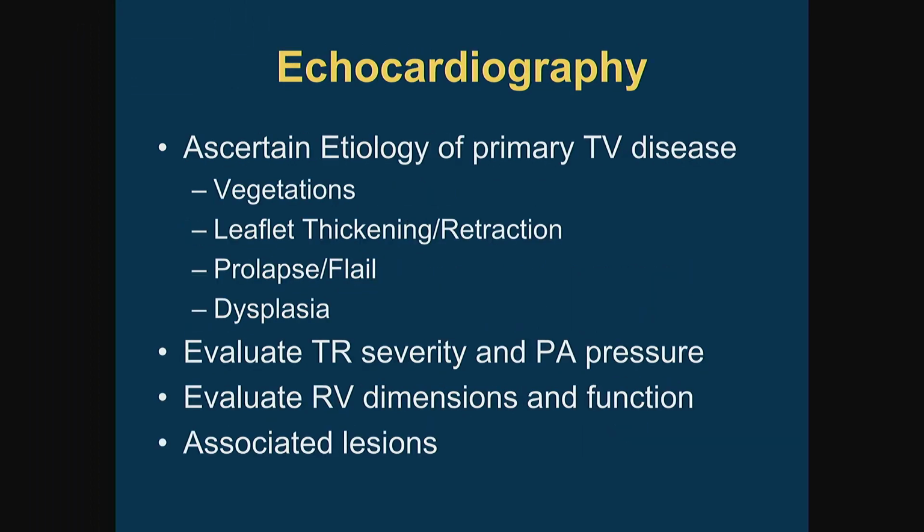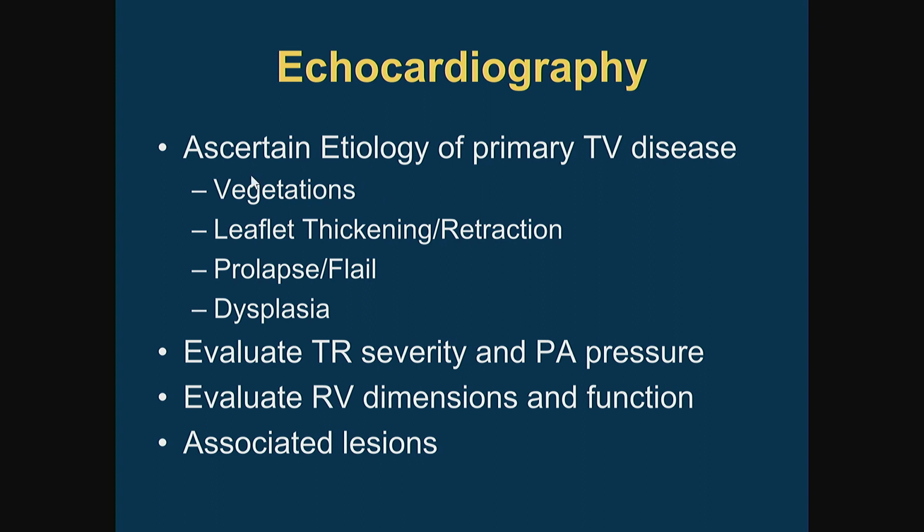Another way to assess TR is through echocardiography. In general, the point of echocardiography in patients with tricuspid valve disease is to get at the primary etiology of the disease, to differentiate primary leaflet pathology from functional tricuspid regurgitation, and to estimate the severity of disease.